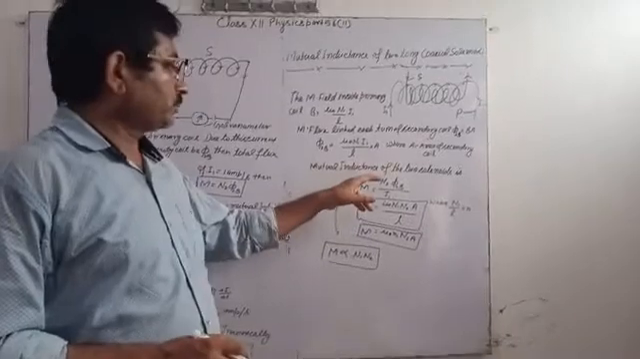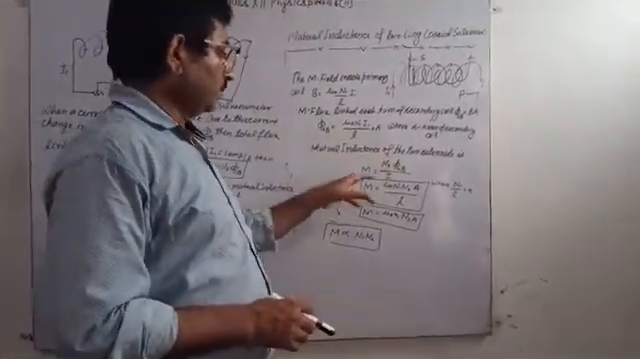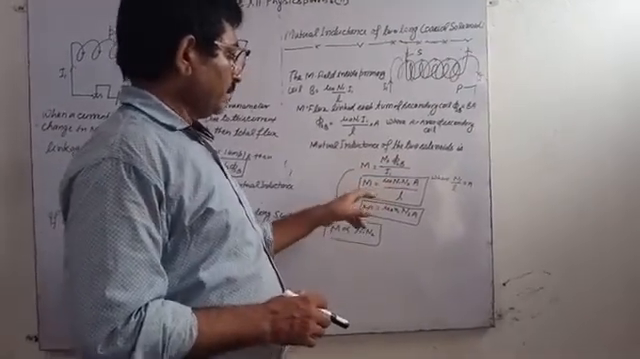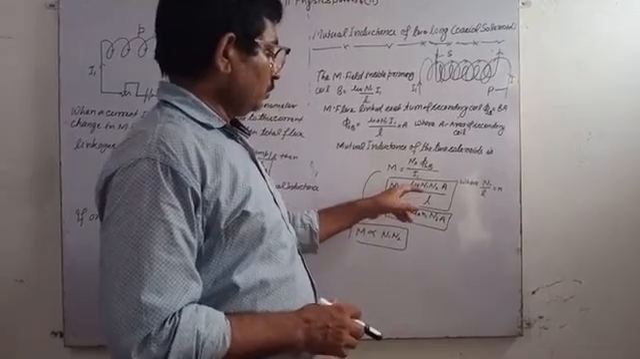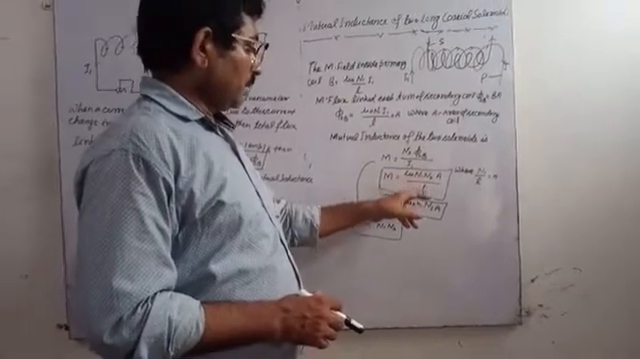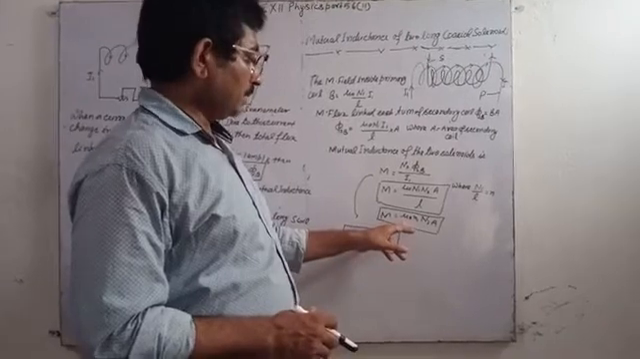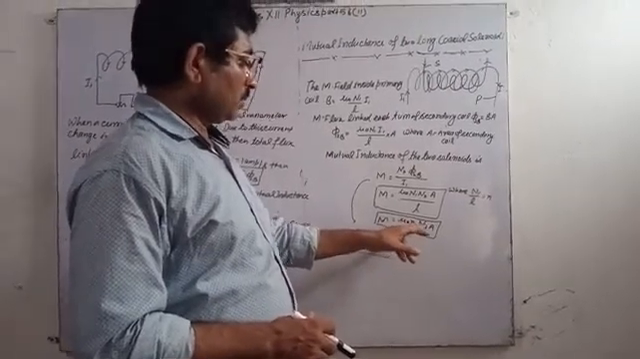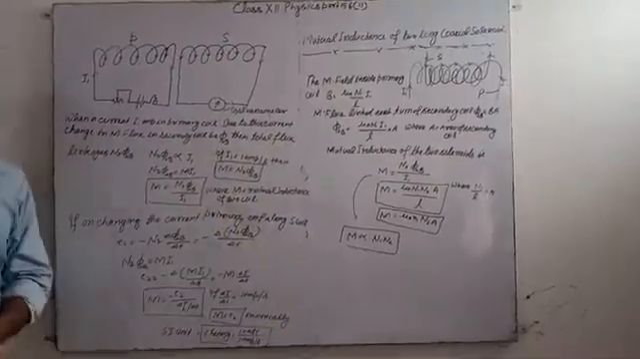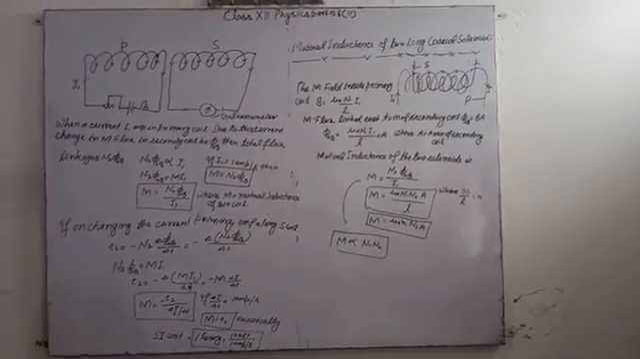Mutual inductance of two solenoids or two long coils, M equal to N2 phi 2 upon I1. Put the value of phi 2, we get mu naught N1 N2 A upon L. N1 by L may be written as the number of turns per unit length in the primary coil, so M equal to mu naught n1 N2 A. M is directly proportional to the product of the total number of turns in the primary and secondary coils.